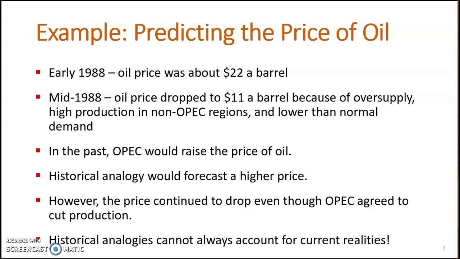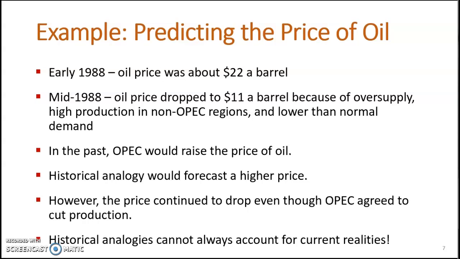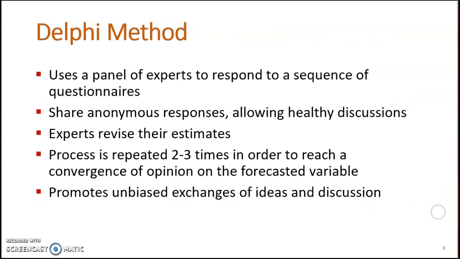However, in this case, the price of oil continued to drop even though OPEC had agreed to cut the production. So historical analogies cannot always account for current realities. We use it as a forecast, but still you have to recognize whether new or different circumstances have actually occurred. Next we're going to look at another judgmental method, which is the Delphi method.